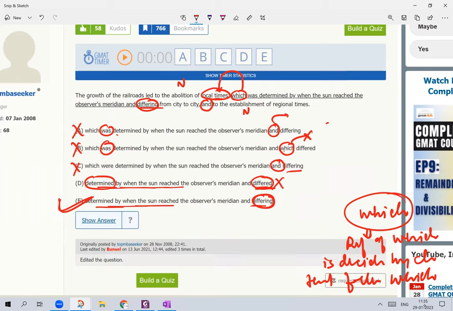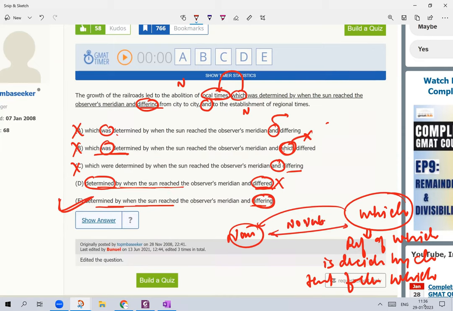Anyone? Harind, is this clear? Actually, Rahul, I think I lost you in the middle because of some network issue. Could you please explain why you rejected B and C? B and C is a straightforward parallelism issue, "which was determined" and "which deferred". This which reference, we don't know. I've just told you that which is a pronoun, right? It refers back to a noun. Any pronoun refers back to a noun, agreed? The rule with which says that if which as a pronoun is referring back to a noun, there should be no verb in between.